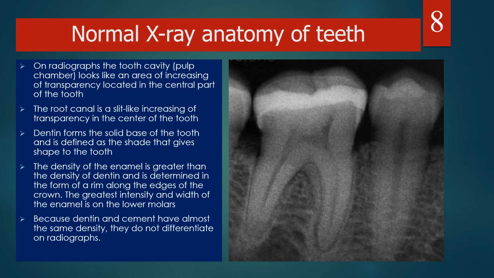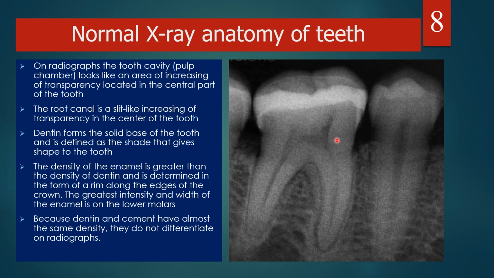Normal X-ray anatomy of teeth. On radiographs, the tooth cavity, the pulp chamber, looks like an area of increased transparency. You should know that the teeth and bones have normal shades. So we are comparing with the bone, which is in any case near the tooth, and we understand that something will be in another color. Here the bone is white, and the tooth cavity, the pulp, is darker, so it is an increase of transparency. The pulp is located in the central part of the tooth. The root canal is a slit-like increase of transparency in the center of the tooth.